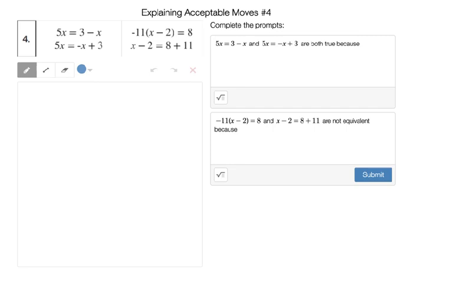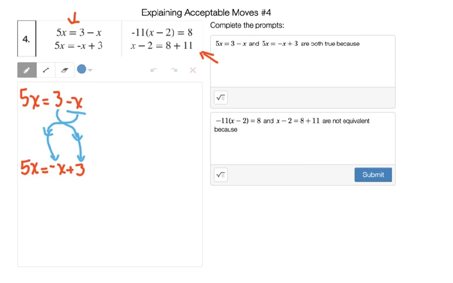Let me take care of the left equations first, and then I will take care of the right equations. All right? So you can see here I used blue to indicate what happened. These are equivalent because they basically use the commutative property, which is where I can move things around. So I'm allowed to do that.